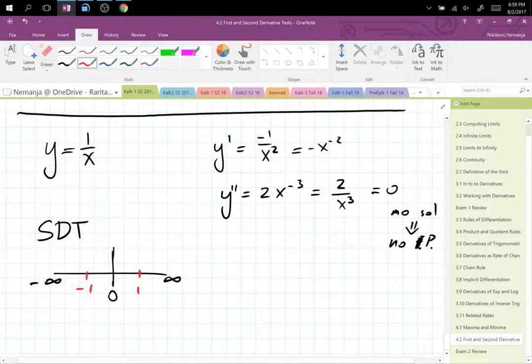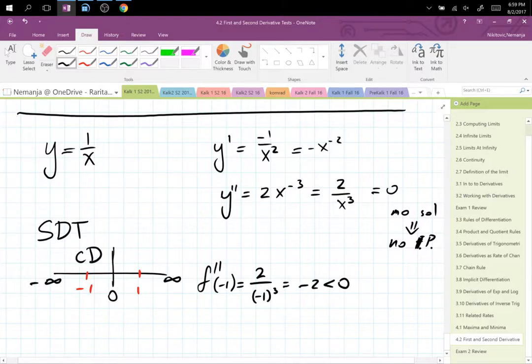-1 and 1. So second derivative at -1 is going to be 2 over -1 cubed, which is -2, less than 0, concave down. Second derivative at 1 is 2 over 1 cubed, which is 2, which is larger than 0, so concave up.